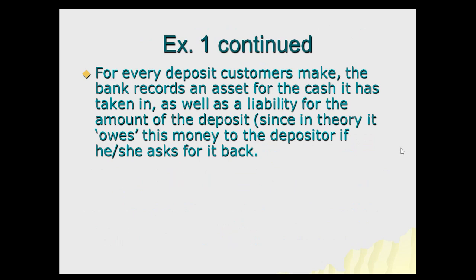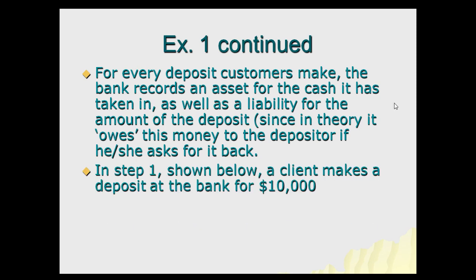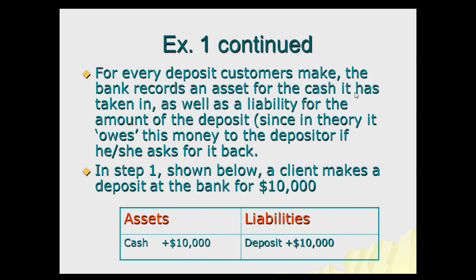For every deposit customers make, the bank is going to record on its sheets an asset for the cash that is taken in, as well as a liability for the amount of the deposit, since in theory it owes money to the depositor if he or she asks for it back. In our first entry, we're going to show what happens when a bank takes in a $10,000 deposit. That would look as follows.